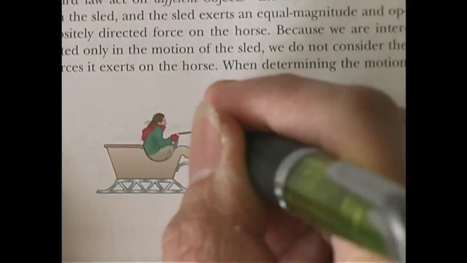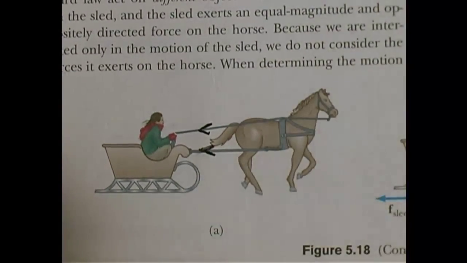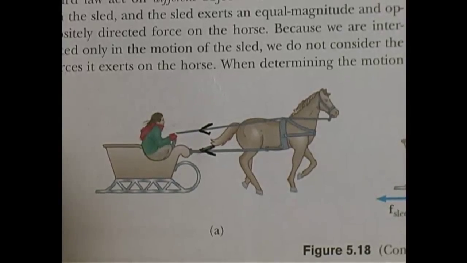Of course, there's another force here. So both forces try to pull the horse backwards. If they were the only two forces exerted on the horse, it is going to accelerate backwards. There's no question about it.